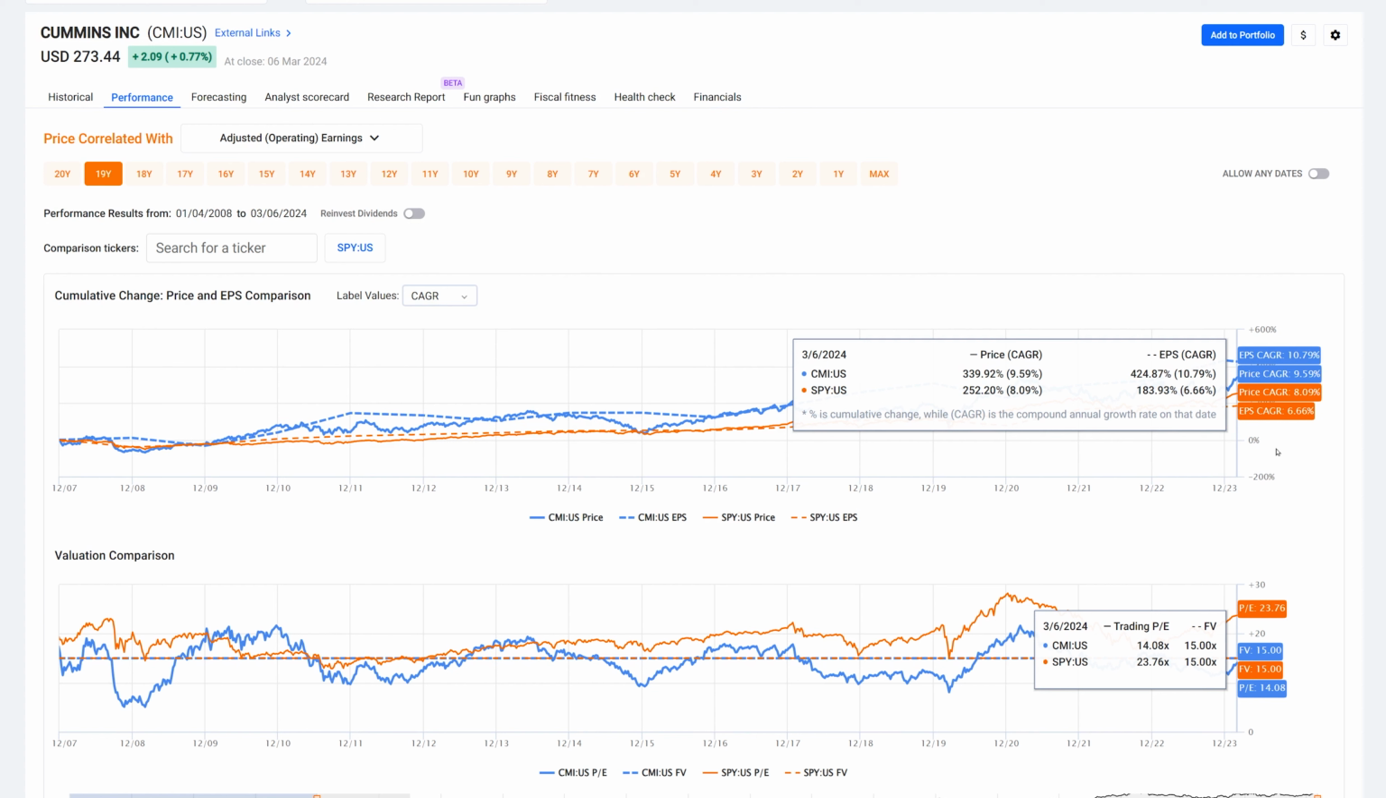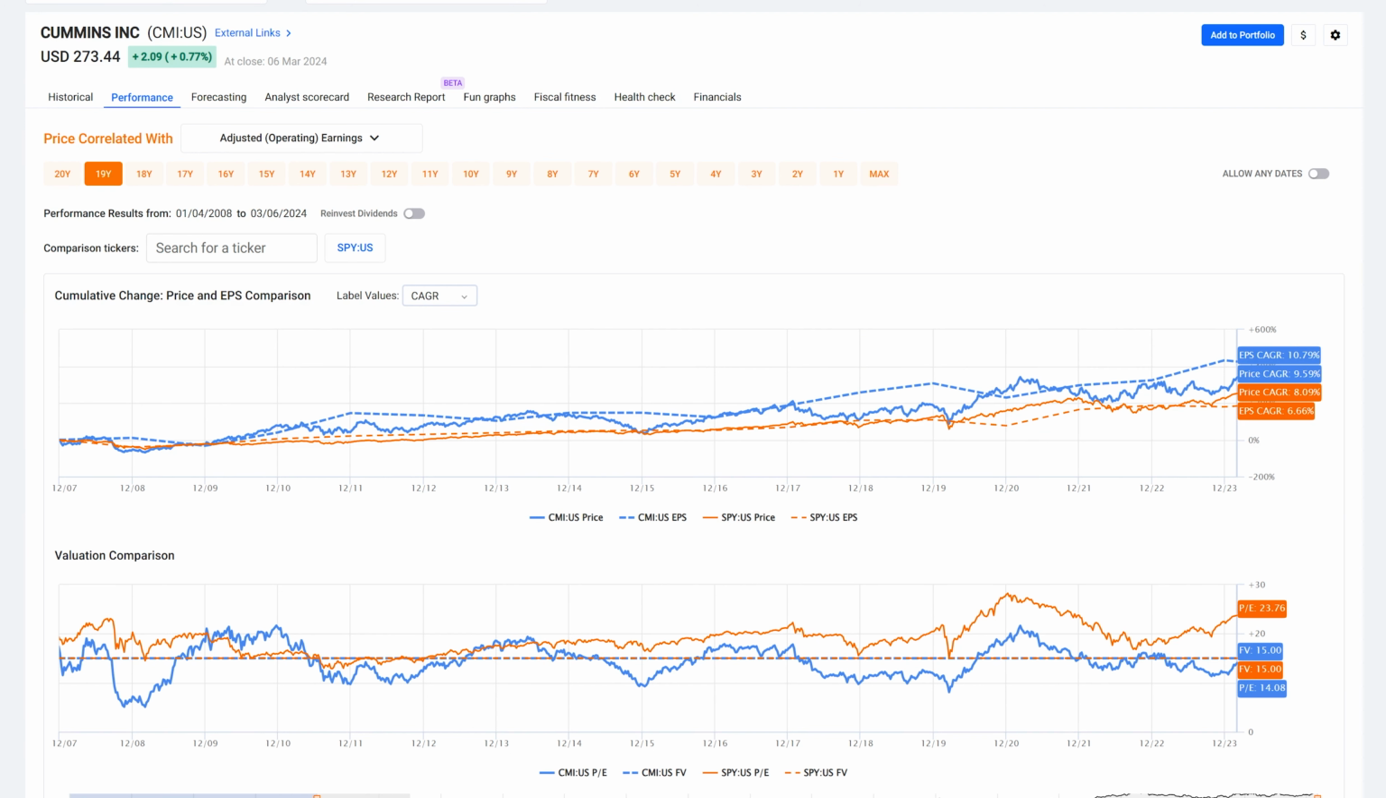From a price comparison, we see that the price of Cummins grew by 9.5%, which is close to the earnings growth rate of the company, discounted for that slightly lower valuation, which we'll get to here in a moment.